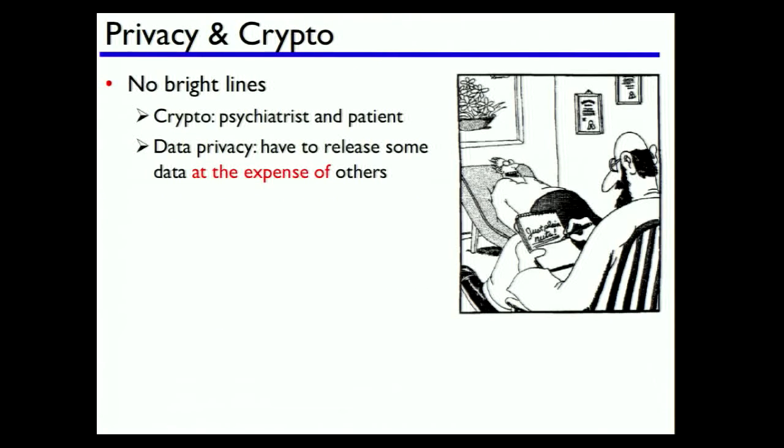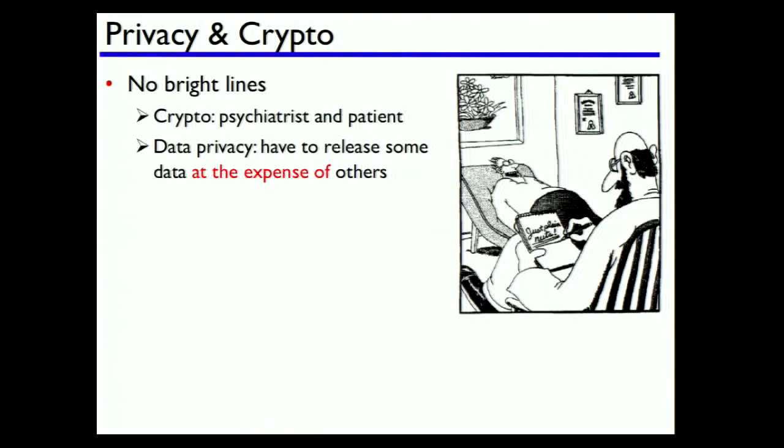Okay, so what are the differences between privacy as I mean it in this tutorial and crypto? One of the challenges is that in privacy, there are no bright lines. Whereas in crypto, we're used to a situation which roughly follows the model of the psychiatrist with the patient, where there's some sensitive information. There's a group of people who are supposed to have unrestricted access to that information, namely the patient and the psychiatrist himself or herself. And then there's the rest of the world, and the rest of the world should have absolutely no access to that information. It should be completely hidden from them.